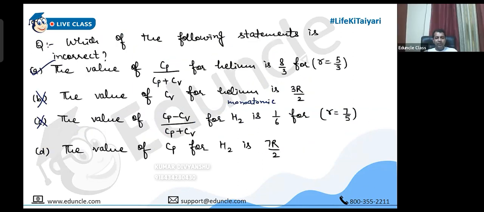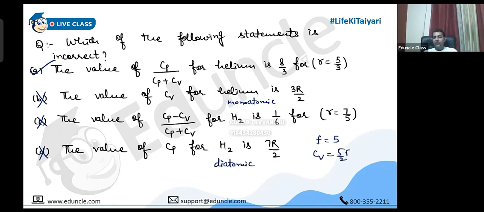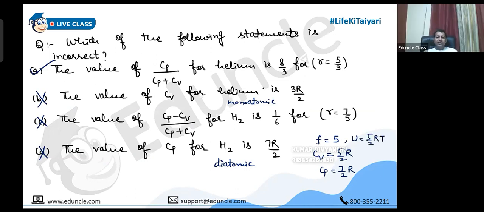Okay, sir. Now D. Let me check the D option also. For hydrogen, it is diatomic, so it is also clear. It is diatomic, so 7R by 2. Na? Because F is 5. So CV is 5 by 2 R. So CP will be 7 by 2 R. Please check. Because U will be 5 by 2 RT for 1 mole. Obviously, when they are writing R, it is for 1 mole. No doubt about it. Because only NA into kB is equal to R. Otherwise, they would have given the options in the form of 8D. So clear to everyone?